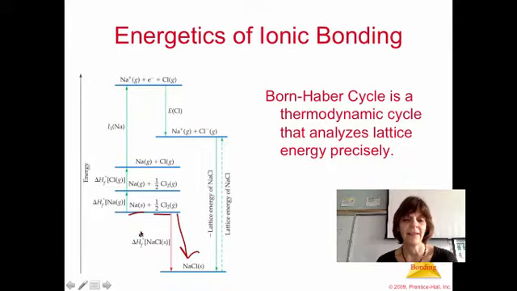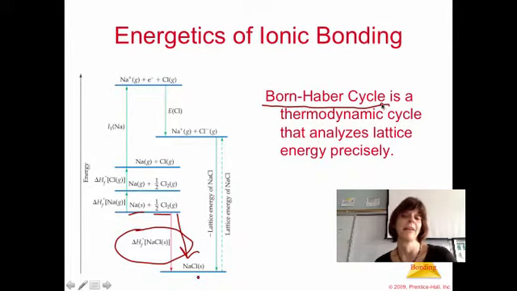All right, so let's put it all together and look at something called the Born-Haber cycle. This is a complete look at all the energetics of making an ionic compound, starting with the elements in their normal diatomic molecule state. As we know, it's an exothermic reaction, so the net change is a release of energy. Here are all the steps that are combined into the cycle.